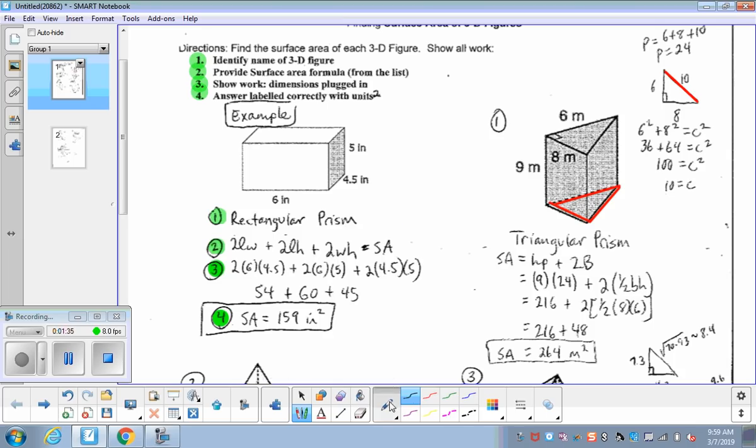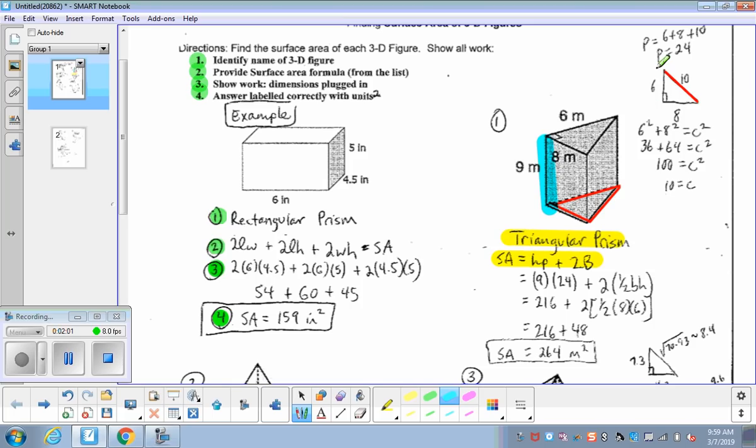So first, here, we're dealing with a triangular prism. So go ahead and jot that down if you haven't already. And this is the formula from the formula sheet. The H stands for the height of the prism, and that's going to be this 9 right here. Now the P stands for perimeter of the base. So the perimeter of that red triangle is going to be the 6 plus the 8 plus this hypotenuse.